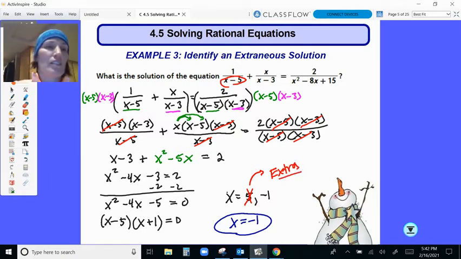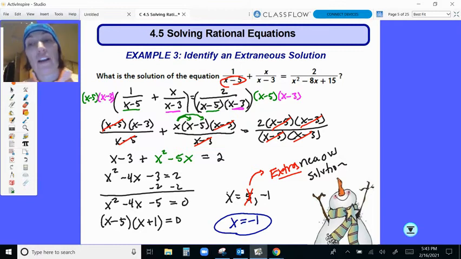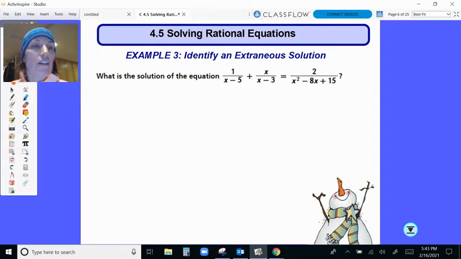Extraneous solution. I think I spelled that right. Extraneous solution. Okay? So it's an extra solution you get when you end up multiplying to solve a rational equation. You end up sometimes introducing an extra solution that doesn't belong or is not a solution for the equation. It's called an extraneous solution. Okay? In this case, 5 is an extraneous solution.